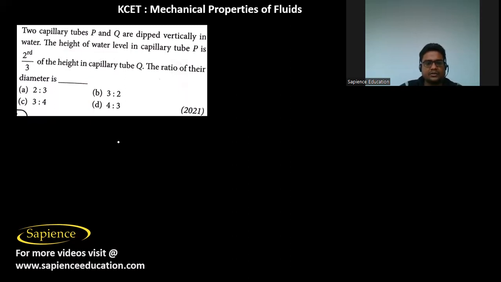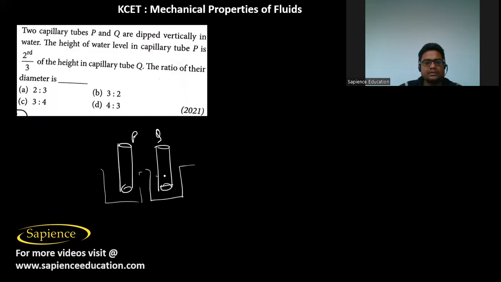So here it is told that two capillary tubes P and Q are vertically dipped in water. The height of the water level in capillary tube P is 2/3 of the height in capillary tube Q. Let's say this is H1 and this is H2, meaning the height of the water level.